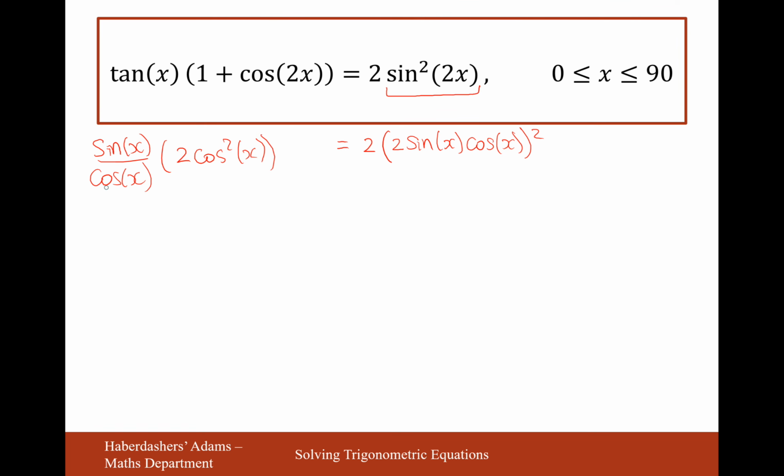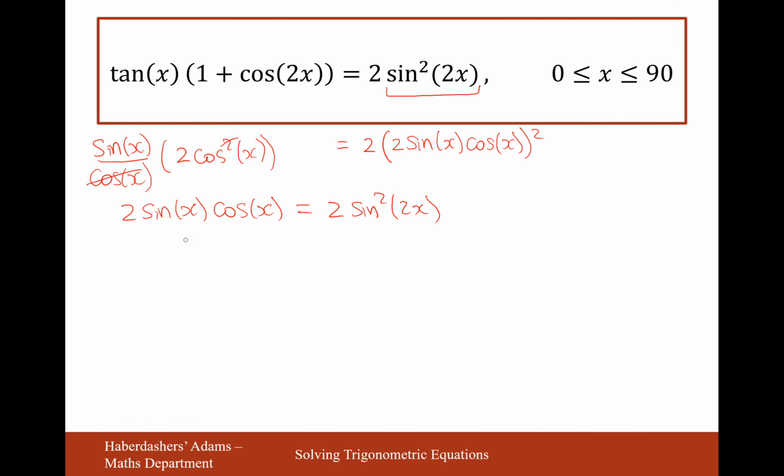Okay, let's now sort out the left-hand side. This cos will cancel out one of those coses, so it would be 2 sine x cos x. Now actually, that there is the sine double angle formula. So actually what I might do is I might turn this back into the sine double angle formula.